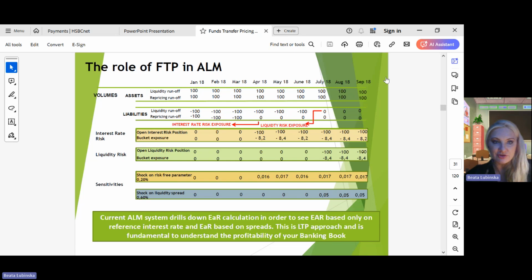So sometimes Treasury has those books allocated. So you have the liquidity book with the P&L coming from the liquidity risk management, and you have the interest rate risk book, which is showing your P&L driven by management of the interest rate risk in the banking book.